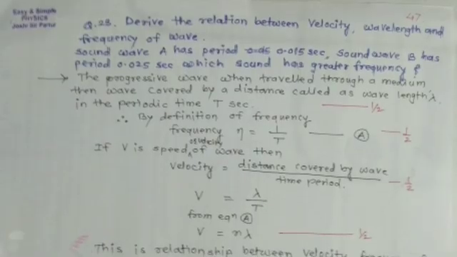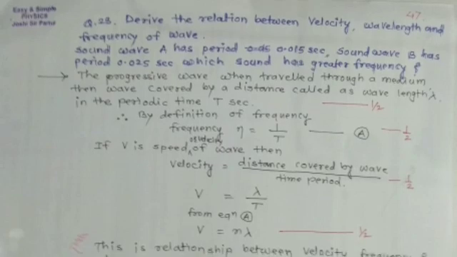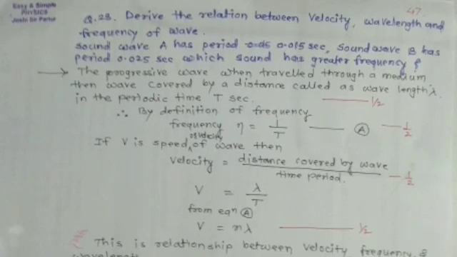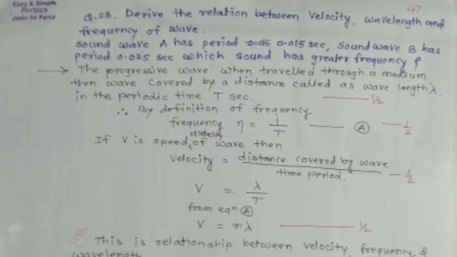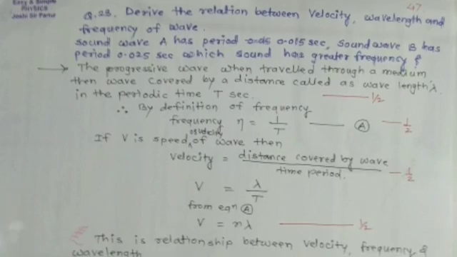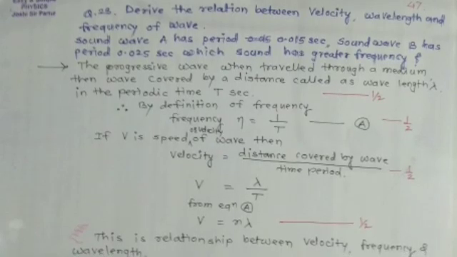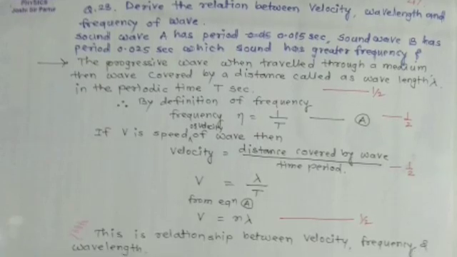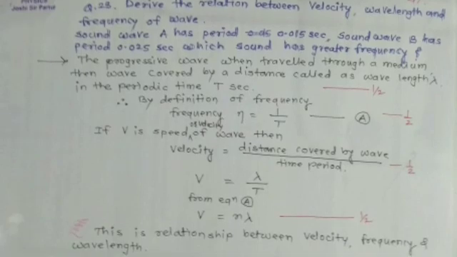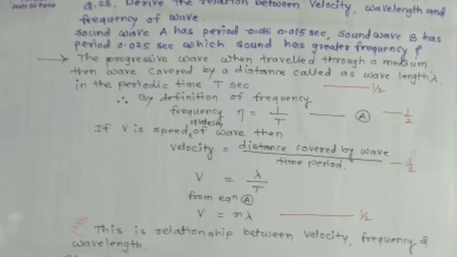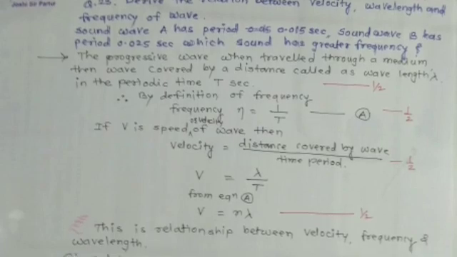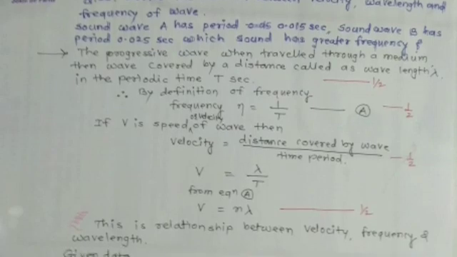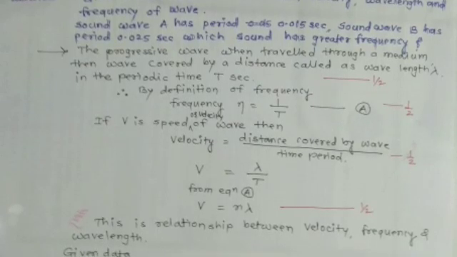We see question number 23. Derive the relation between velocity, wavelength and frequency of a wave. And a numerical is given: sound wave A has period 0.015 second. Sound wave B has period 0.025 second. Which sound wave has greater frequency? So for solving such a question, first we will see the relation.